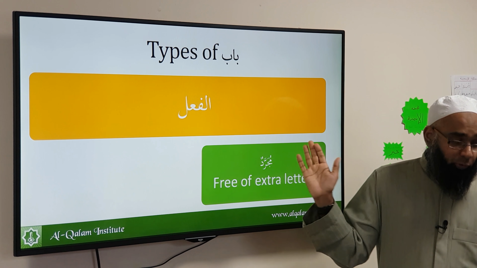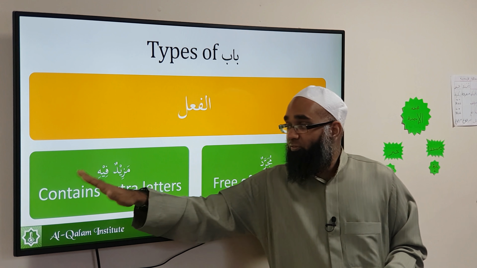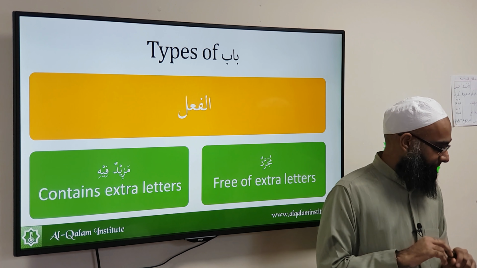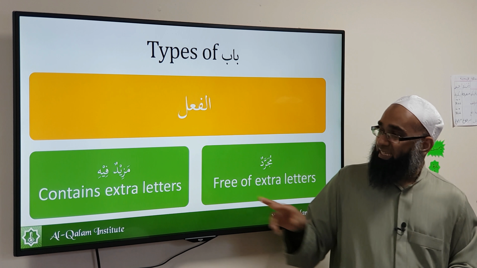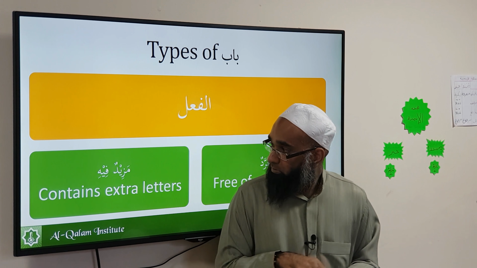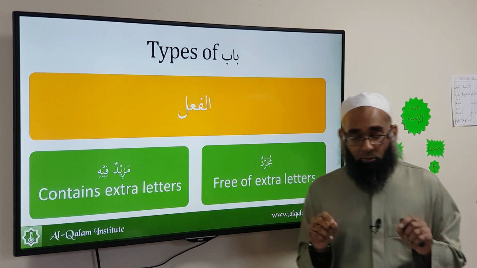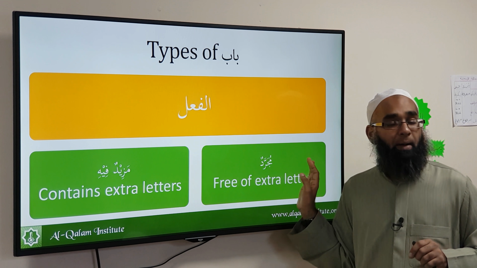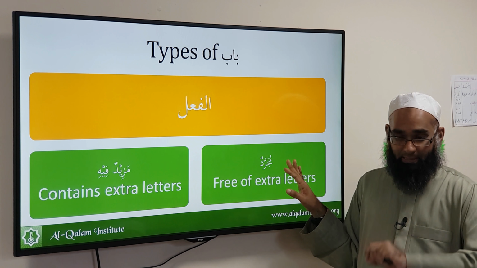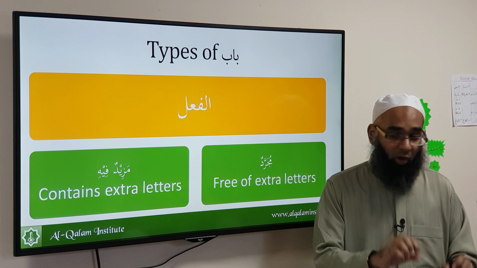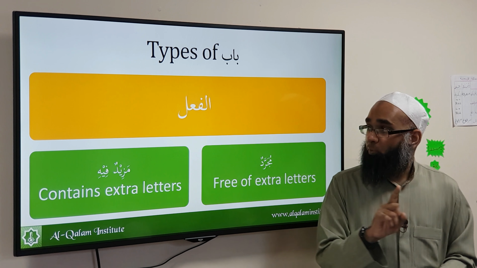And now in module 2, we're going to go on to mazid fi, those verbs that have extra letters. Make sense? Are you following? So module 1 was all mujarrad babs, those babs which have no extra letters. And now we're going to go to mazid fi, where in the wahid muzakkar of the al-madhi, the top right hand corner, you will find extra letters.